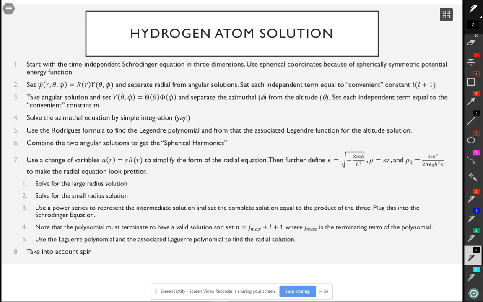So the azimuthal function gave us e to the plus or minus im phi. Is that right? E to the plus, yeah. And then we had to go to the theta version. And for that one, we had to use the Rodrigues formula to find the Legendre polynomial. And from the Legendre polynomial, we found the associated Legendre function.